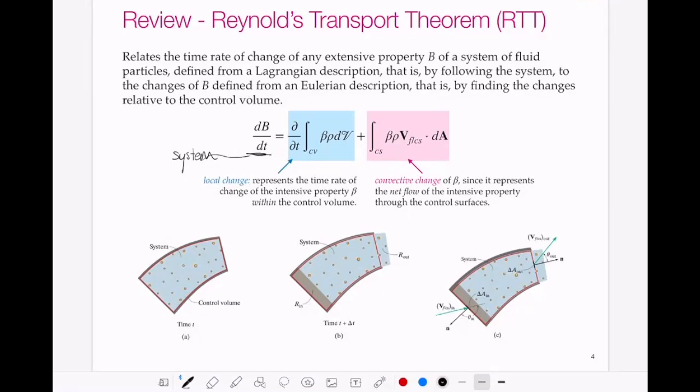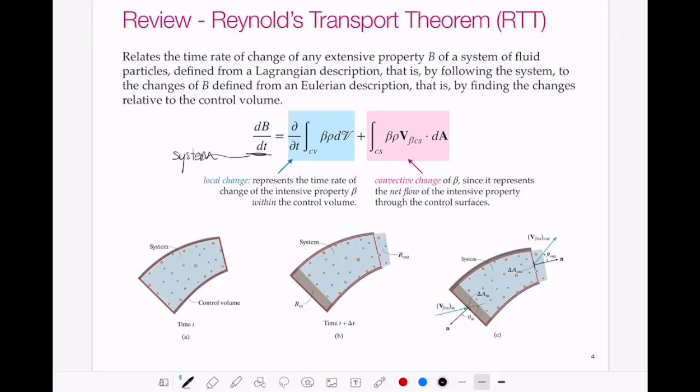So the diagram below shows at some time t, we have our system. The system is the blue area with our particles drawn in there, and our control volume is highlighted in red. After some amount of time, our system has moved out a little bit at the right-hand side, and some new mass would be moving in at the left-hand side.